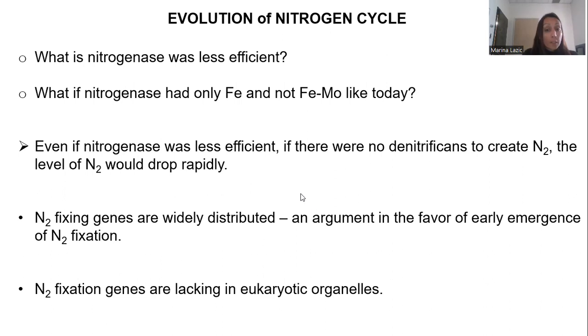We do know that nitrogen-fixing genes are widely distributed. So I mentioned that there are like 30,000 different genes. So this is the argument that goes in favor of early emergence of nitrogen fixation. But nitrogen-fixing genes are lacking in eukaryotic organelles, and we know that endosymbiotic theory is accurate. So it is not quite clear how this is happening and what was actually correct.